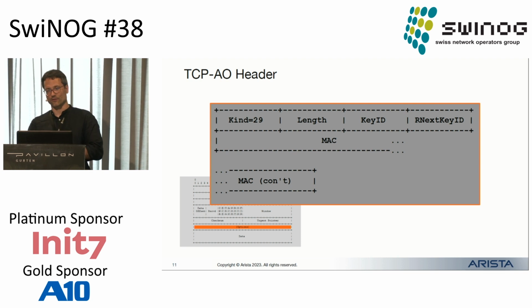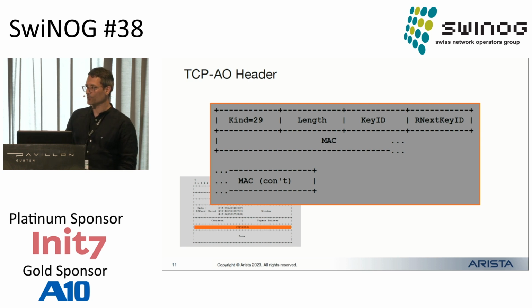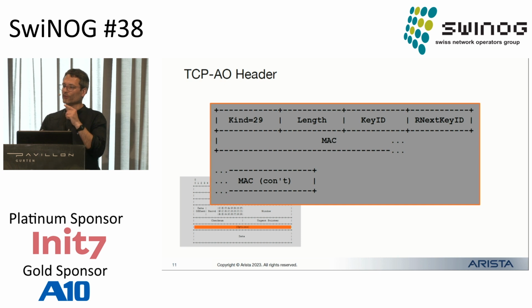And in addition, we can tell our peer what key I wish that you use when sending something to me. This is quite important, because this also allows us to change a key while a TCP session is established. I can signal, please use a different key for the communication. And then the rest of the TCP AO header is the MAC. We're going to look a bit deeper at how this is calculated.